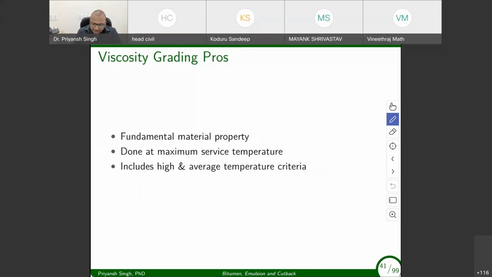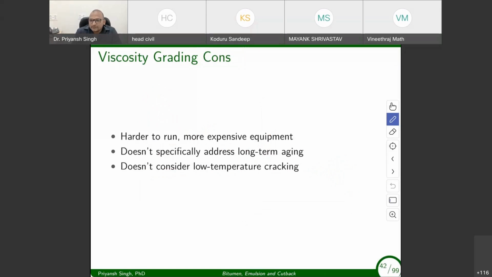The advantage of this grading system is that it is based on the fundamental property, that is the viscosity or absolute viscosity, done at maximum service temperature at 60 degrees Celsius. It includes criteria for high and average temperature, that's the penetration and kinematic viscosity. But there are some issues associated with this grading system. That means the instruments are expensive. We cannot help it because as we move ahead of this viscosity grading, the equipment related to that grading system is more expensive.